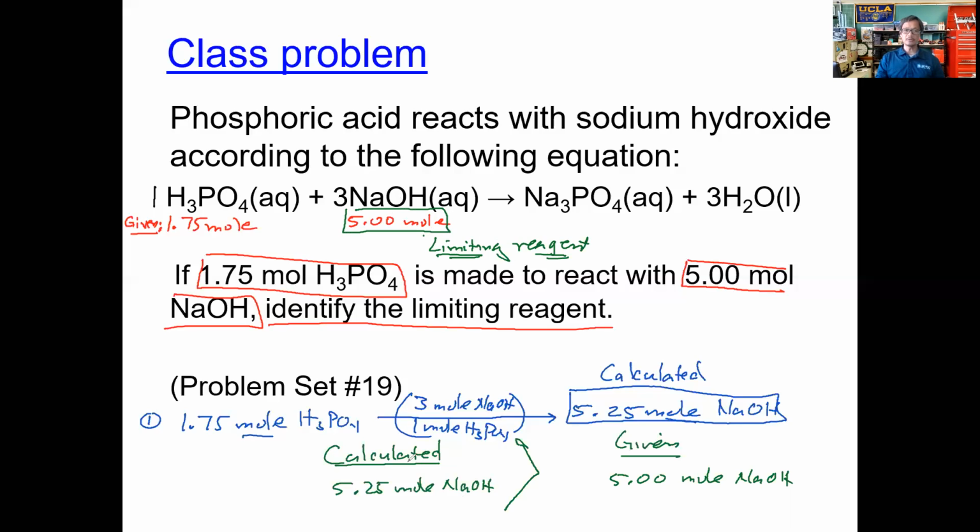And again, how do we know? Because to use up all of this H3PO4, we need this much NaOH. Well, we're only given in the problem this much here. So we have less than what we actually need. The calculated amount, remember, is the amount that's needed to run the reaction and have nothing left over, but we only have 5 moles. We are short 0.25 moles of NaOH.